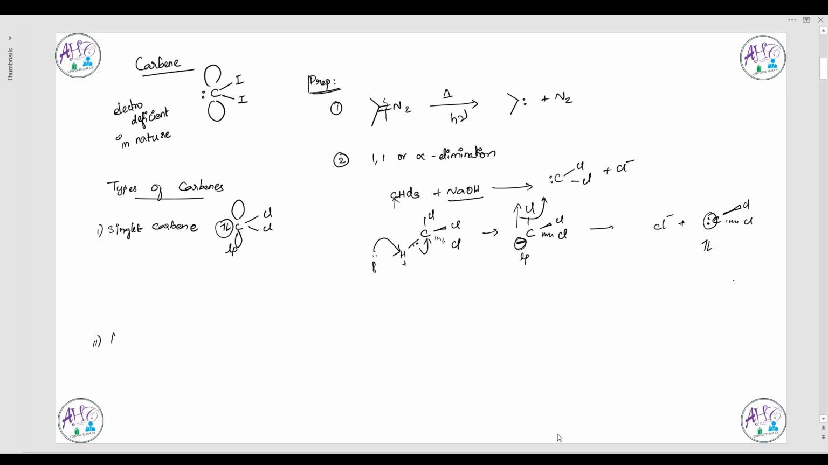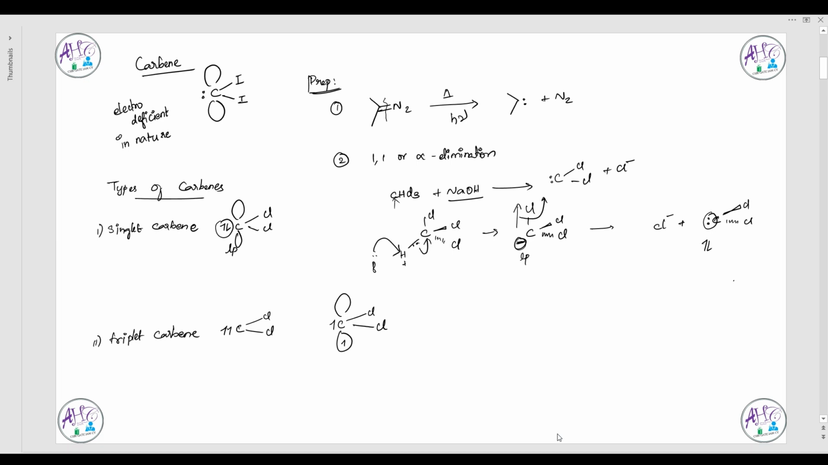So your triplet carbene, the two electrons will be in the same spin. So in your triplet carbene you'll have two electrons in the same spin. So basically it is going to be present like this. So one of the orbitals will have your electrons. So this is how your triplet carbene will exist.